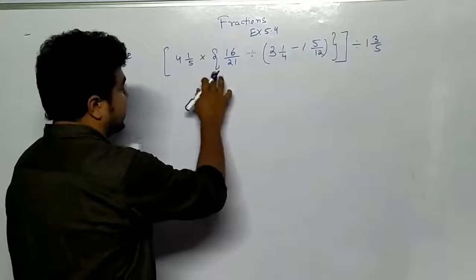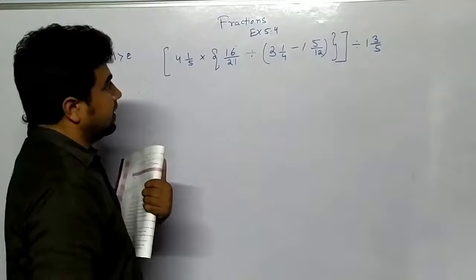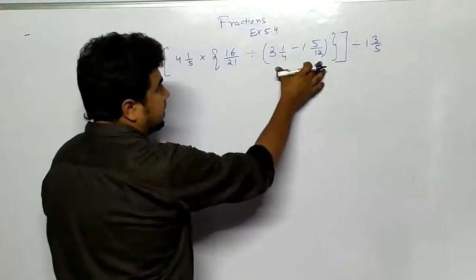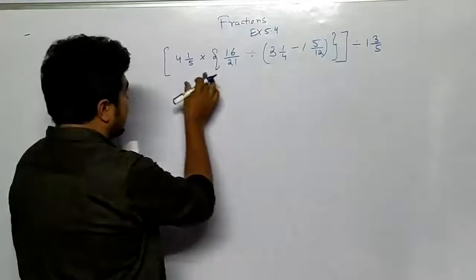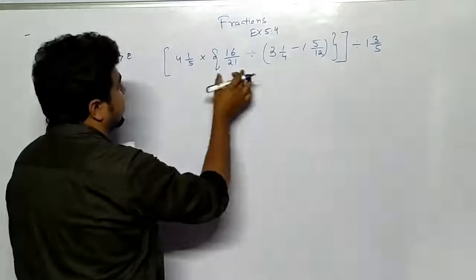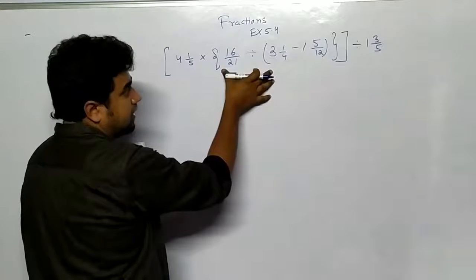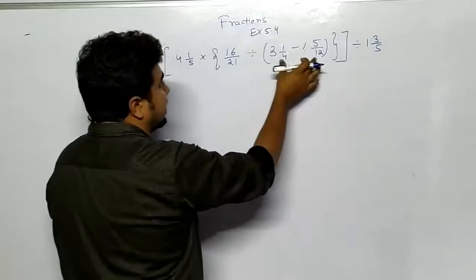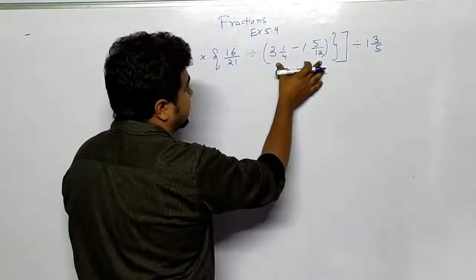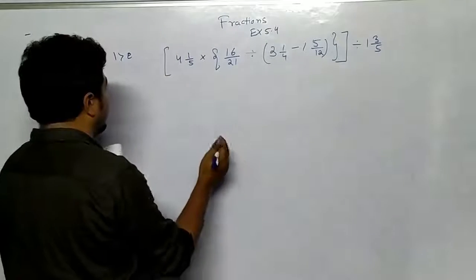This is known as square bracket, this is known as curly braces, this is known as round bracket. See, the inside thing has to be evaluated first. Inside this square bracket, this entire thing is present. Means inside this square bracket, one curly braces is also present. Inside that, one round bracket is present. Means the first thing to be evaluated is 3 1 by 4.